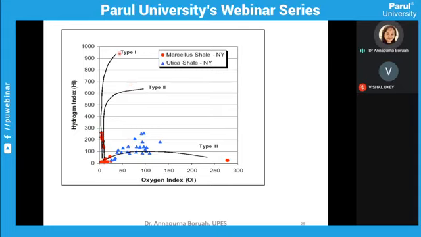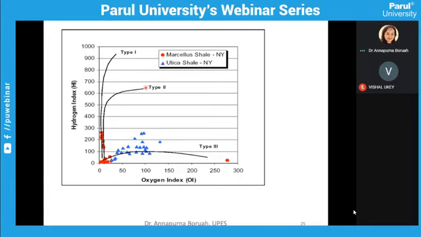These curves are standard, and this is known as the Van Krevelen diagram. When you plot your samples, these are two examples from Marcellus shale and Utica shale. Marcellus shales are showing kerogen type 1 and kerogen type 3, and Utica shales are mostly kerogen type 2 and 3.